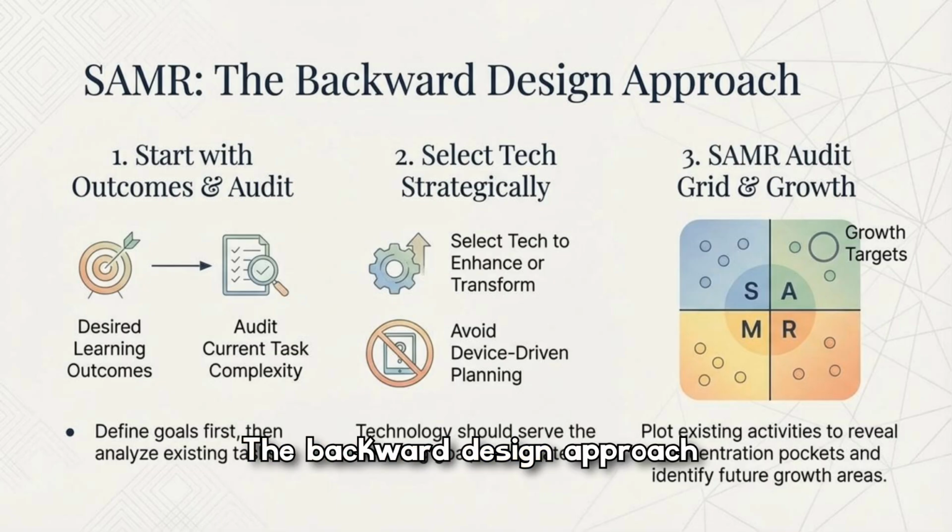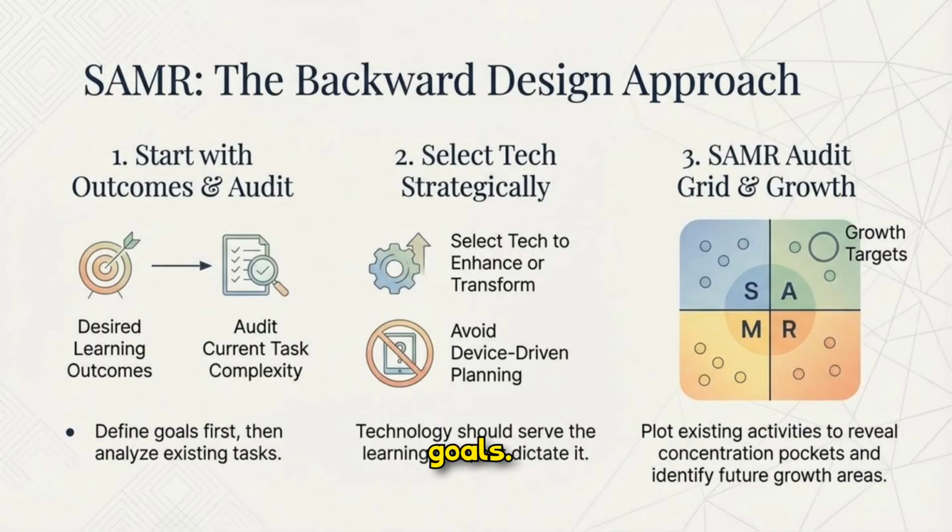The backward design approach starts by defining desired learning outcomes and auditing current task complexity, then selecting technology strategically to enhance or transform learning, not to dictate it. The final step uses a SAMR audit grid to plot existing activities, reveal concentration pockets, and identify growth targets so that tech decisions align tightly with instructional goals.